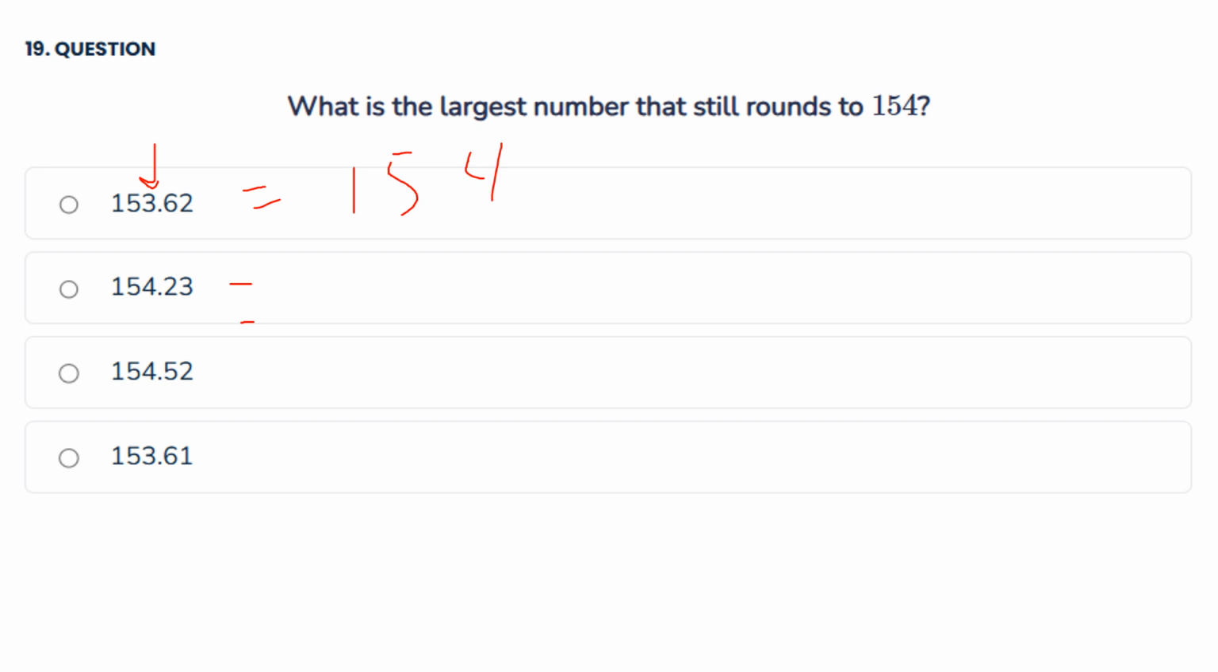154.23. So in the ones place, we have a 4. So we look to the right of the 4, and that number is a 2. So that number stays the same. So that's 154. In the next option, we have 154.52. The number to the right of the 4, which is in the ones place, is 5. So that means that we round up. So that gives us 155.